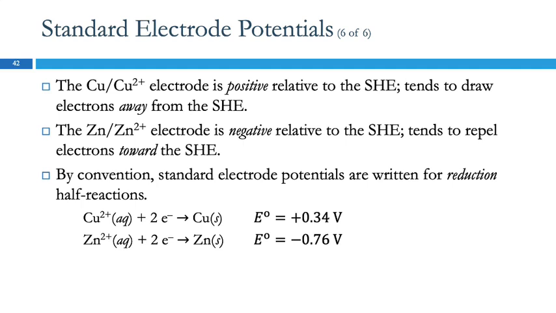By convention, standard electrode potentials are always written for reduction half reactions. So this is the reduction half reaction because reduction is gaining electrons. So the standard reduction potential here is negative 0.76. For copper being reduced to copper metal, it's positive 0.34.